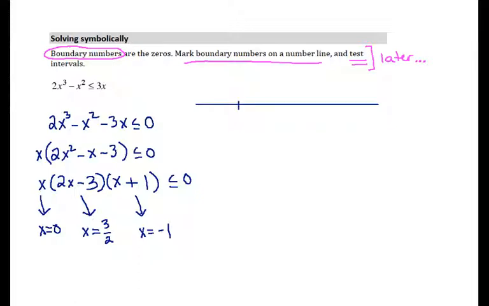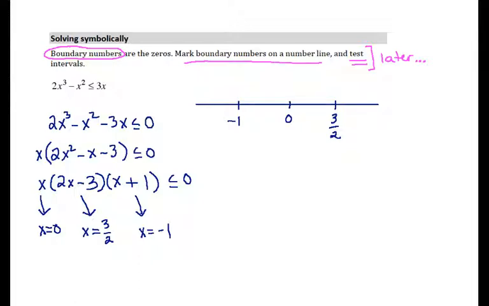I'm going to now mark the boundary numbers here on this number line. Negative 1 is the furthest to the left, 0 is in the middle, 3/2 is on the right. I am not concerned about scale, nor do I want to mark any numbers on here that are not boundary numbers. Marking any numbers on here other than these three numbers might just make it more confusing, right? I want to know each of these is a boundary number. That means that the graph is going to change from positive to negative or negative to positive as it crosses these numbers. It cannot change sign anywhere but these numbers.